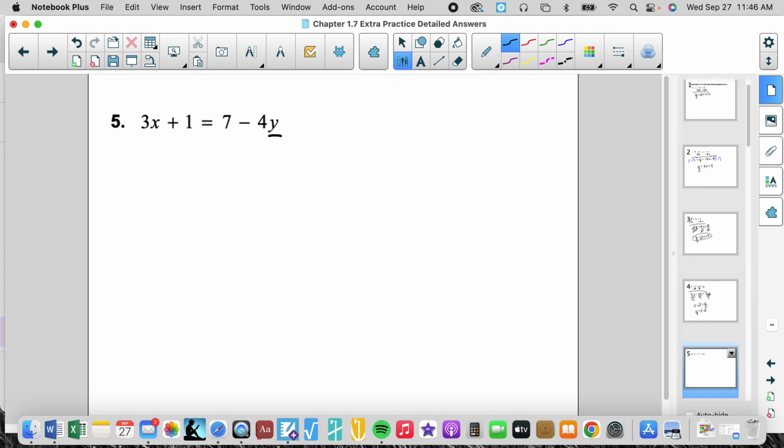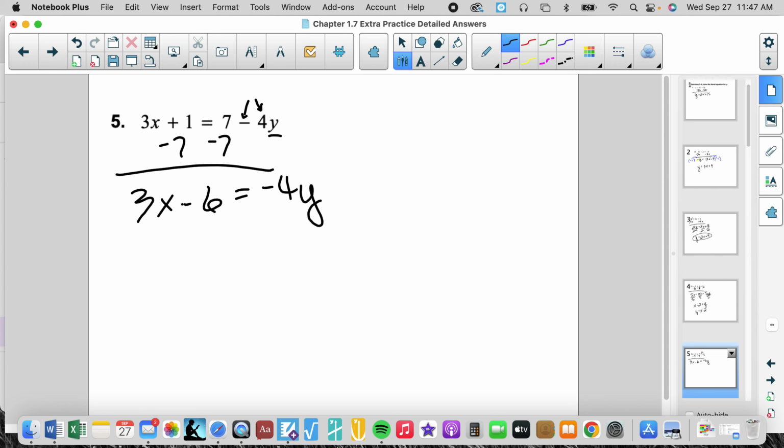My y again is on the right side, which is okay. I'm going to get rid of the 7 by subtracting 7. We get 3x minus 6 equals negative 4y. Don't forget that negative, which is attached to the 4. Now I'm going to divide everything by negative 4, and I'm going to get some fun fractions. That's 2 negatives, so that's going to be positive.